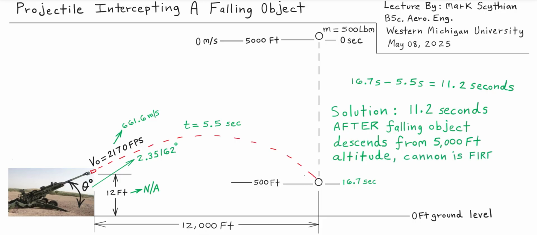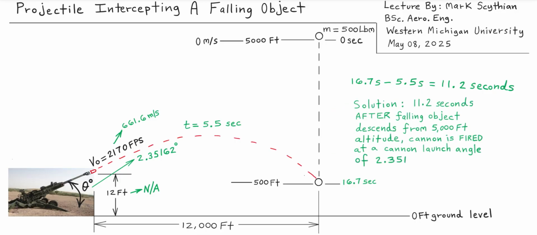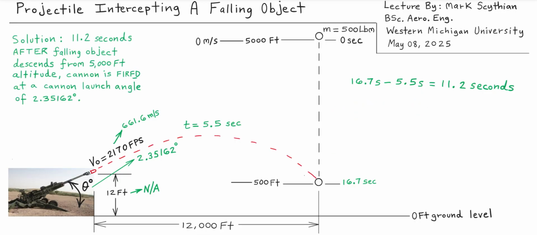Cannon is fired at a cannon launch angle of 2.35162 degrees. So whenever the object is tracked at 5,000 feet, the cannon operator would have to wait 11.2 seconds and then fire the cannon, and then 5.5 seconds later, the projectile, the red here, would make contact with the object and intercept it or destroy it before it hits the ground.